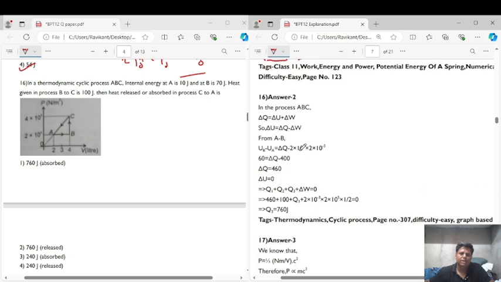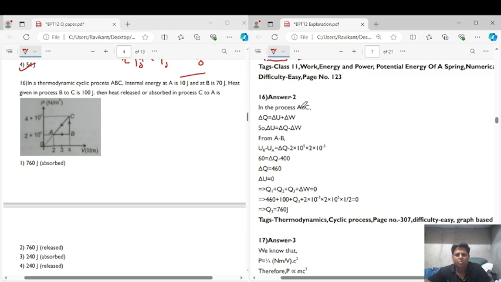Coming to question number 16. In a thermodynamic cycle process ABC, the internal energy at A is 10 joule and at B is 70 joule. Heat given in the process B to C is 100 joule. Then find the heat released or absorbed in process C to A.